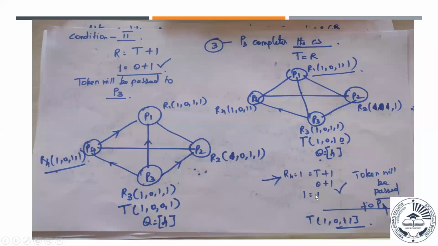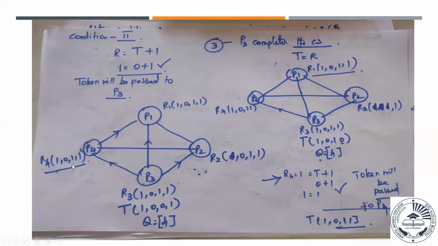So when the token is passed to P4, you can see the condition. Now here it goes to 1, 0, 1, 0, then Q4. Now it comes to P4. So in P4, what will be the T value? Can you tell me? 1, 0, 1, 0. So then Q is equal to 4. So here, the token has been given to you. Okay, so now the value will be R is equal to T. So then T is 1, 0, 1, 1.